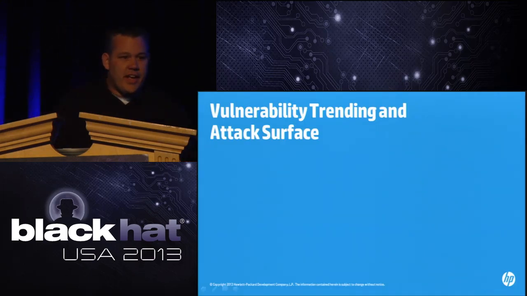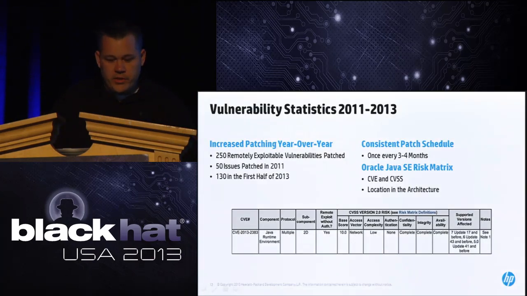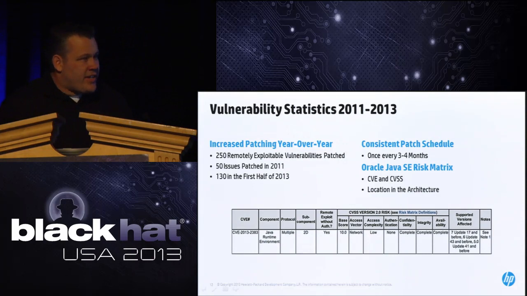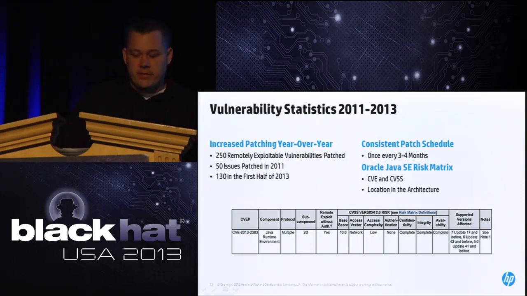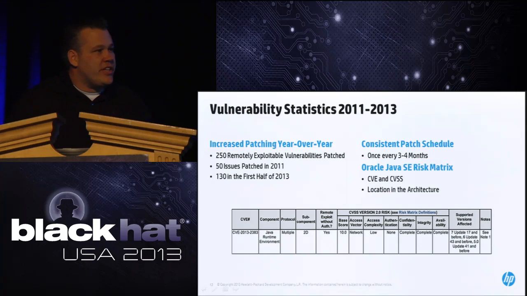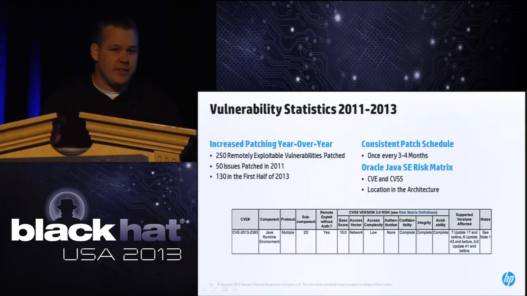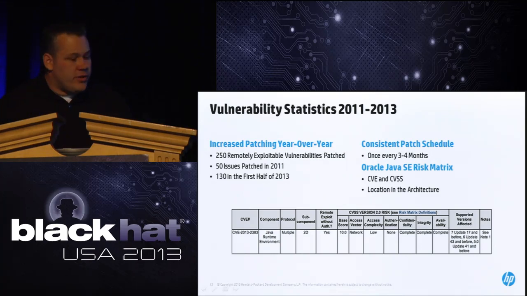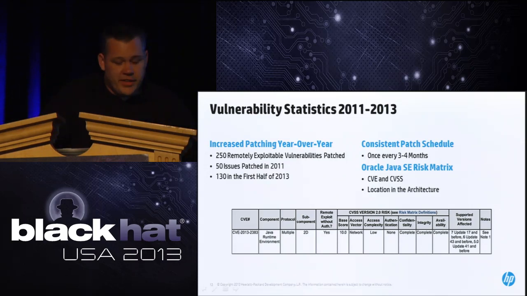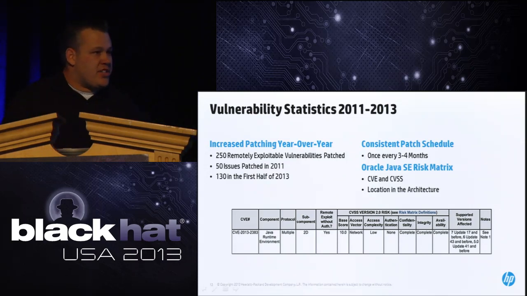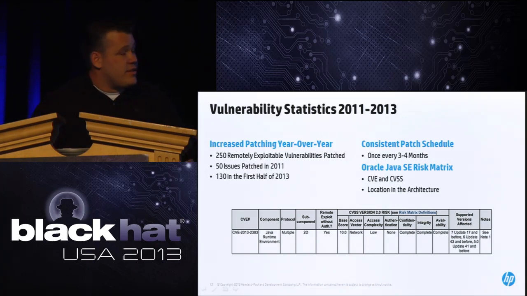So let's start looking at the actual vulnerability trends and the attack surface of Java. What we're looking at here is patch statistics from 2011 through 2013. And what we see is there's increased patching, which, as we all know, is due to the increased vulnerability research going on. 50 remotely exploitable issues were patched in 2011, and just in the first half of 2013, 130 remotely exploitable issues were patched. So there's an increase in research in that area and an increase in patching.